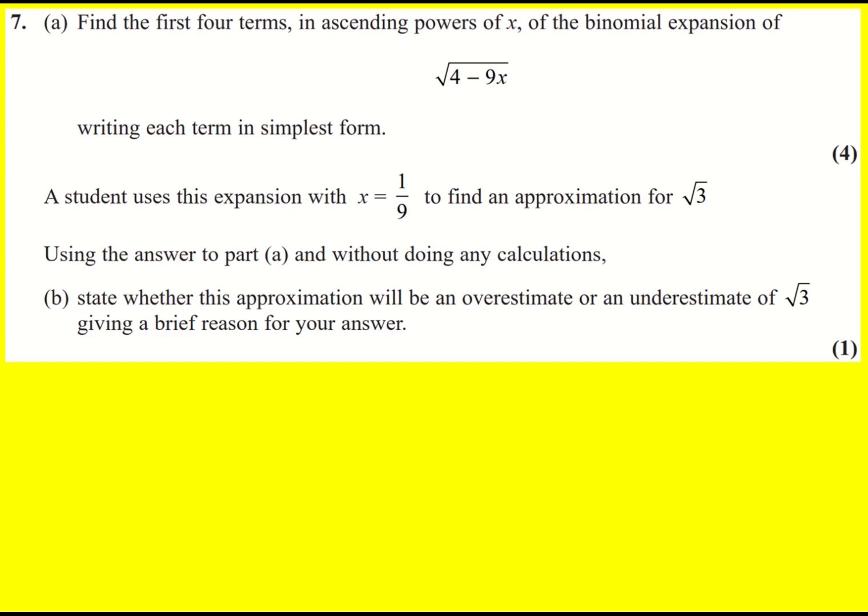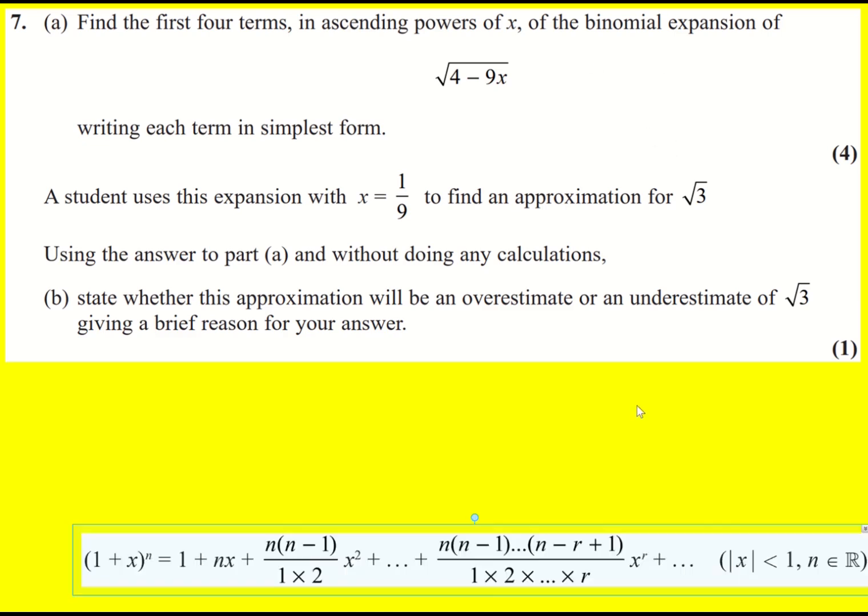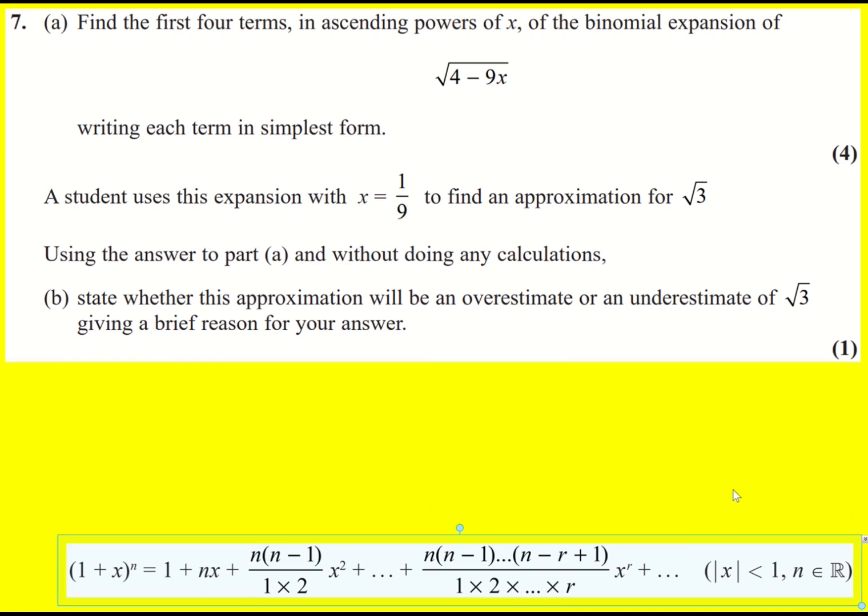And the first four terms in ascending powers of x are the binomial expansion of root 4 minus 9x. The general expansion is given like this, 1 plus x to the power of n. So we've got a little bit of work to do. First up, we can write it as 4 minus 9x all to the power of a half.